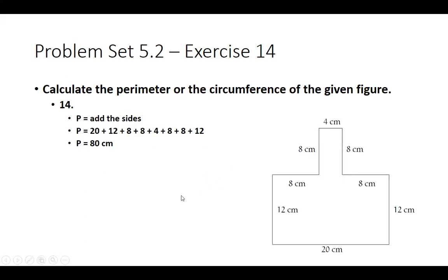Number 14, we're doing perimeter again. Let's go ahead and add the sides. Let's start in the bottom left. Everything is in centimeters, so we don't have to do any conversions first. We just need to remember to stop where we started. So from the bottom left, going counterclockwise: 20 plus 12 plus 8 plus 8 plus 4 plus 8 plus 8 plus 12. Then we stop because that's where we started. Adding those numbers together gives us 80 centimeters as the perimeter.